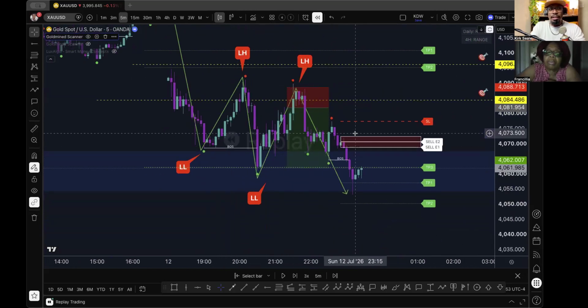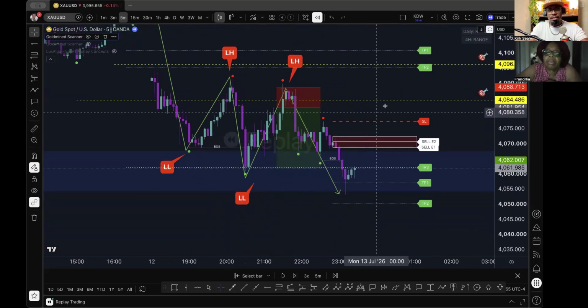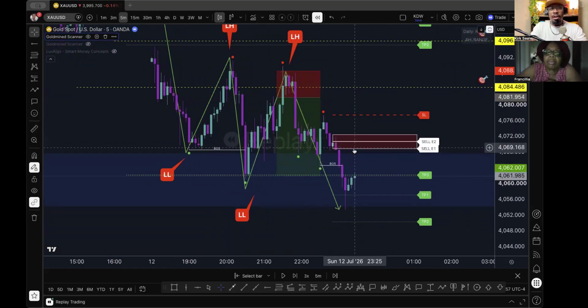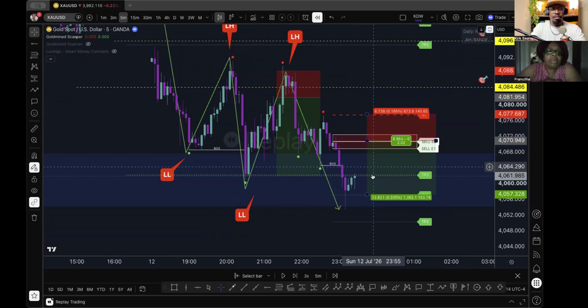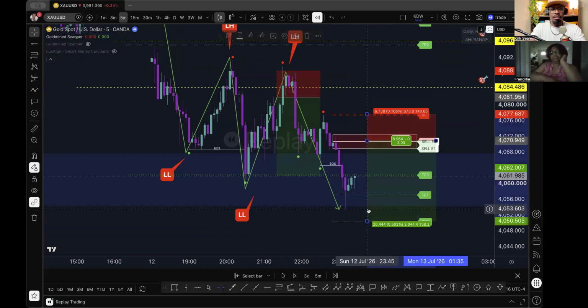right? So we're definitely in this sell environment. And what did the scanner do? It gave us another opportunity to sell. We are still within this blue area, right? We're still within this blue area, but let's say we enter this trade for the sell based on the scanner, right? Take profit one, take profit two, take profit three.